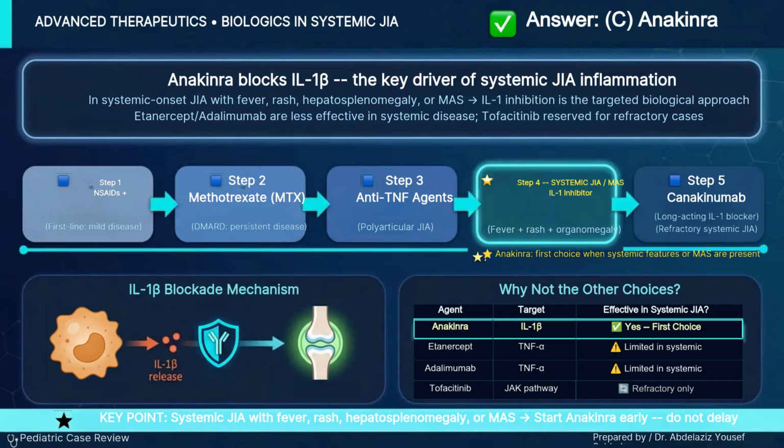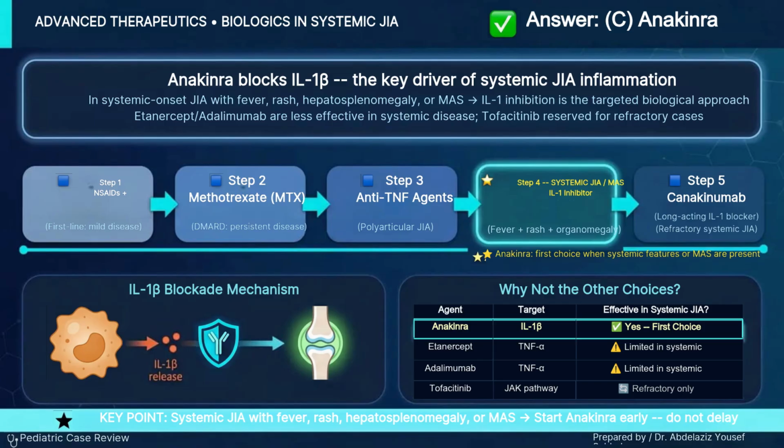In systemic onset disease with fever, rash, hepatosplenomegaly, or macrophage activation syndrome, interleukin-1 inhibition is the targeted biological approach. Etanercept and adalimumab, which are tumor necrosis factor alpha inhibitors, are less effective in systemic disease. Tofacitinib, a Janus kinase pathway inhibitor, is reserved for refractory cases only.